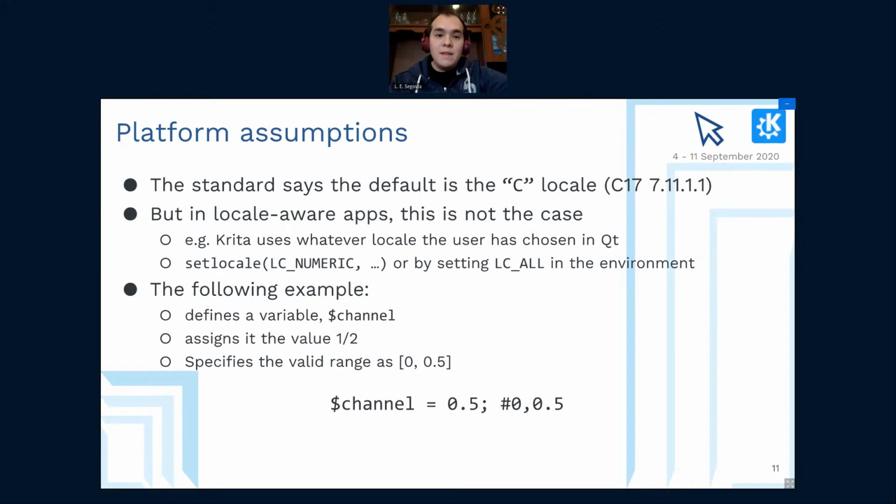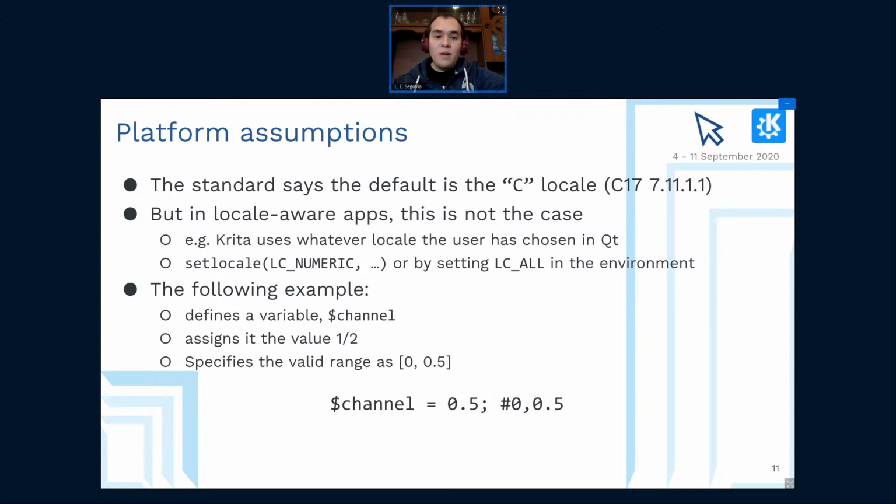So, the C17 standard in section 7.11.1.1 says that the default is a locale called C. But in applications that support different cultures like Higuita, this may not be the case. For instance, if you call setlocale with the variable LC_NUMERIC, or you set LC_ALL in your user profile, this may not be true. Here I put you a very little example. You define a variable called channel. You give it a value 0.5 or a half, and you say for the UI that the value range is between 0 inclusive to 0.5 inclusive.